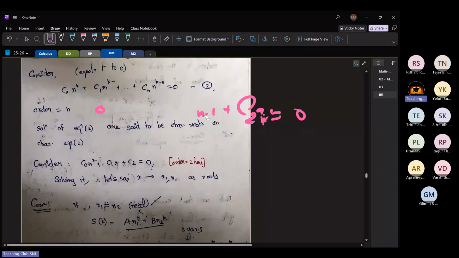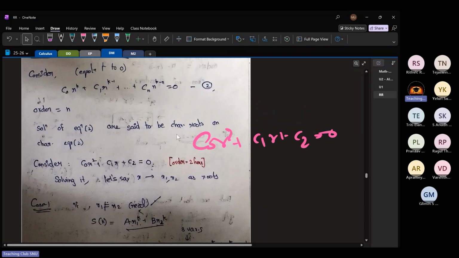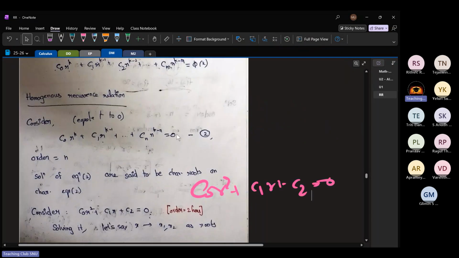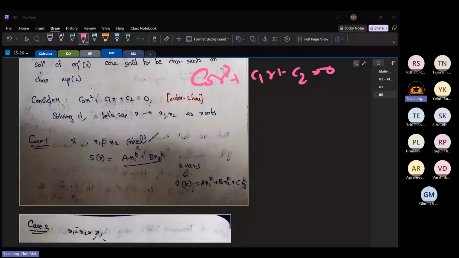So given an equation, first find its order. In this case, c0 r square plus c1 r plus c2 is equal to 0. Every time you get an equation, very simply find r, put r square in the first term, meaning the extreme-most term, then r, then the constant term. Very simple. Now this is a simple quadratic equation. You can solve this for roots. You will get r1 and r2, depending on what type they are.